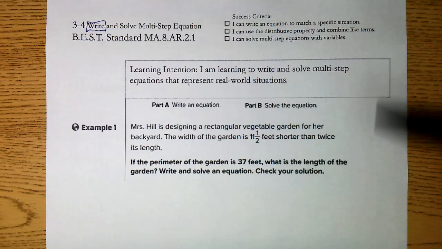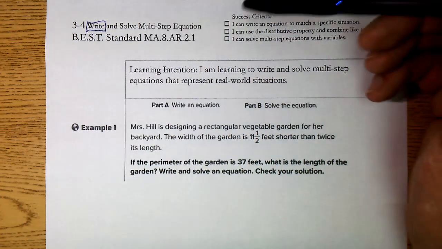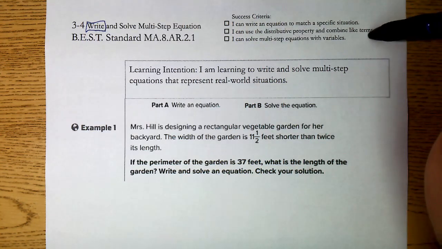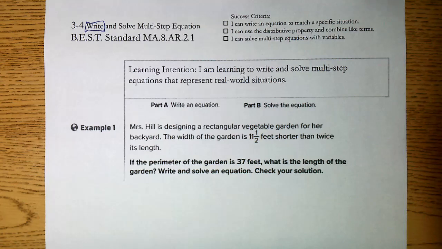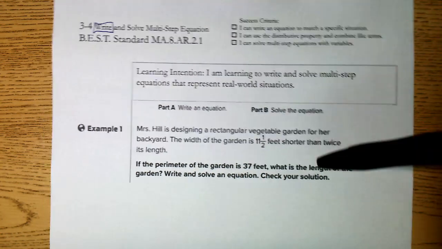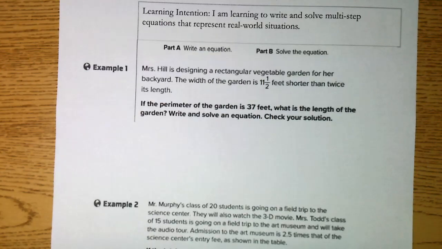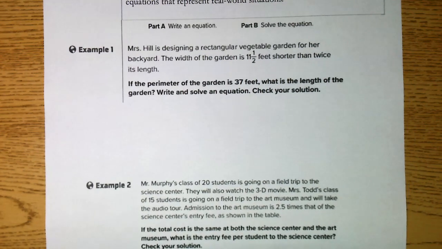Success criteria for the day. I can write an equation to match a specific situation. And then similar ones to what we've had the last couple days. I can use the distributive property and combine like terms, and I can solve multi-step equations with variables. Hopefully right now you're able to check off these two, that you feel comfortable with multi-step equations and distributive property and combining like terms. Really the only new thing we have today is writing the equation based on the situation given. So if we look at example 1 here, we have our 2 steps.